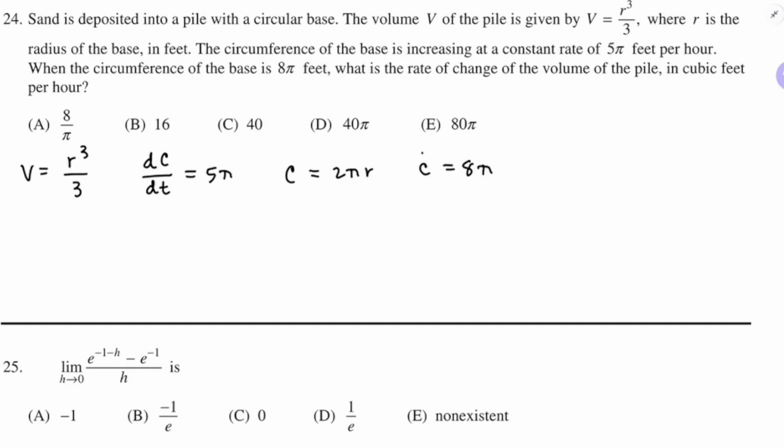What is the rate of change of the volume of the pile in cubic feet per hour? So what is dv dt? Okay, so that's a lot of things to work with. I think what I'm going to do first is take the derivative of the circumference and say, okay, dc dt equals 2 pi times the derivative of r with respect to t, which would be dr dt. And I can plug in 5 pi, so that's what they told me was the value. And okay, 2 pi dr dt. Okay, that must mean that dr dt is 2.5.